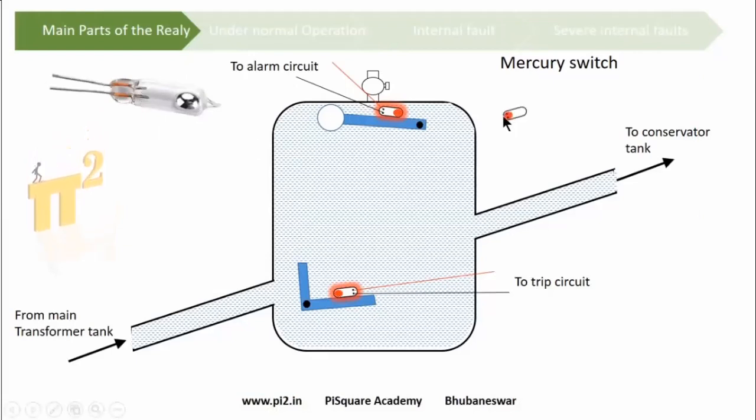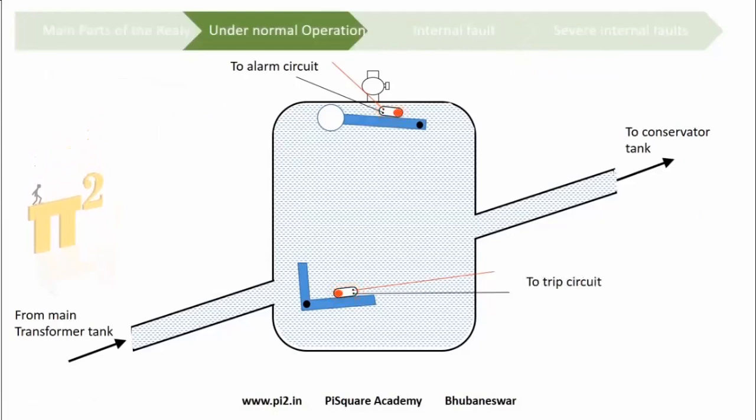If you see here, the mercury which is over here, if it is tilted, it has come down here, which is shorting these two contacts. Okay. Now, under normal operating conditions, you just observe the mercury switch position, this position. These two are not activating either alarm or trip circuits.